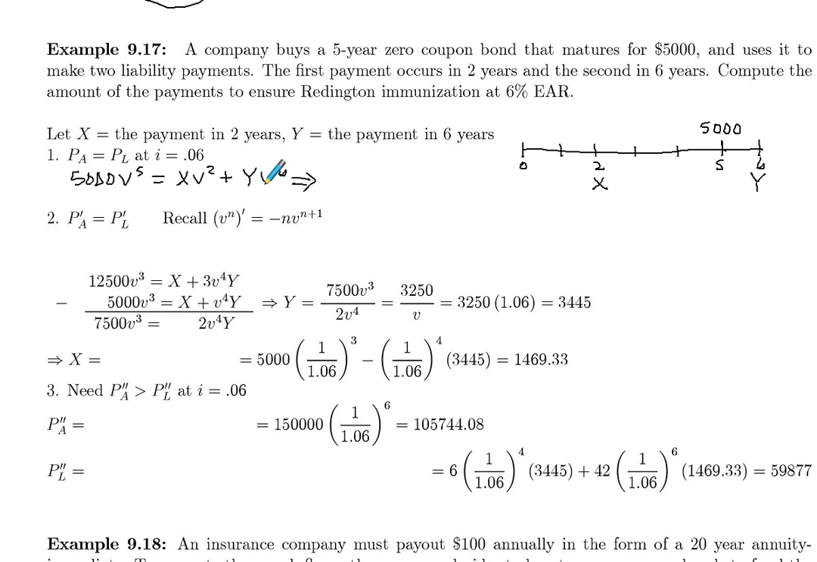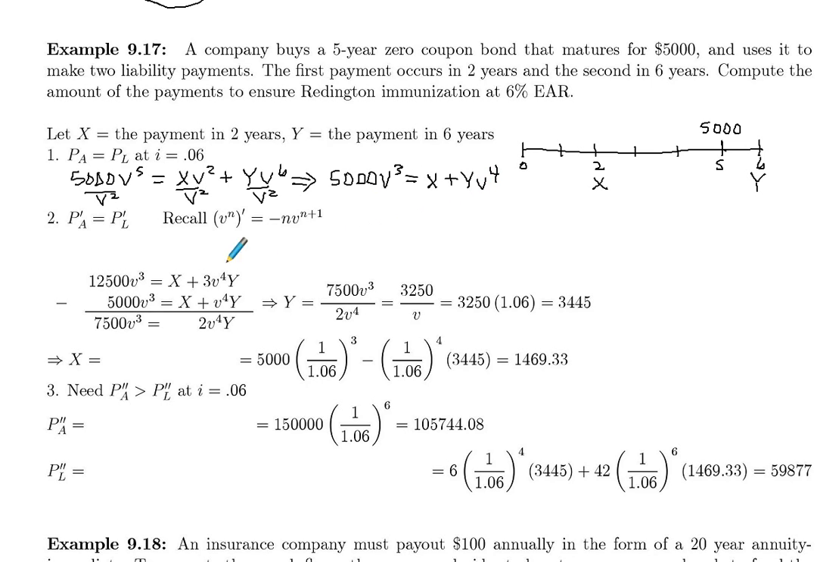And then notice here we've got a common factor of v squared all the way across that we can divide out. So if we divide by v squared all the way across, then we get 5,000 v cubed has to equal x plus y times v to the 4th. Okay, so the first condition of Redington immunization gives this equation.